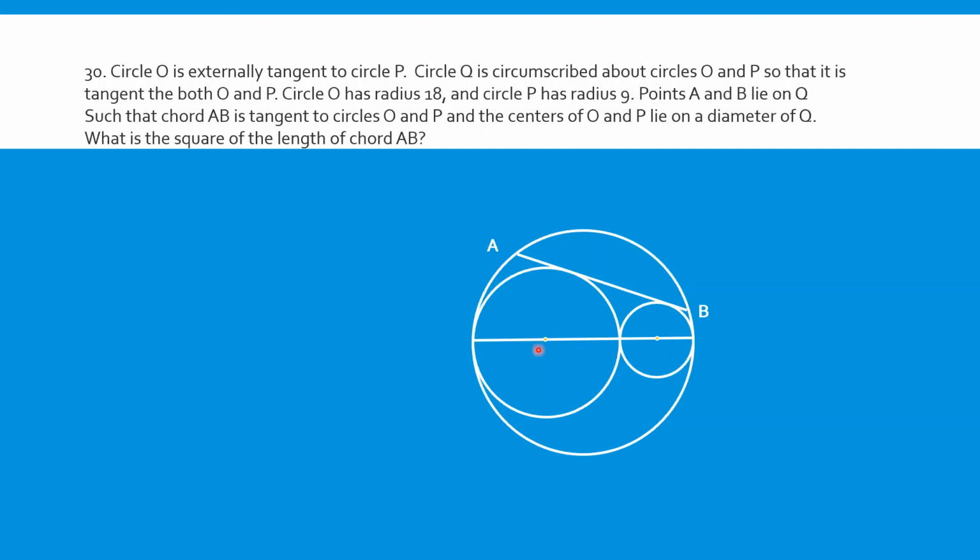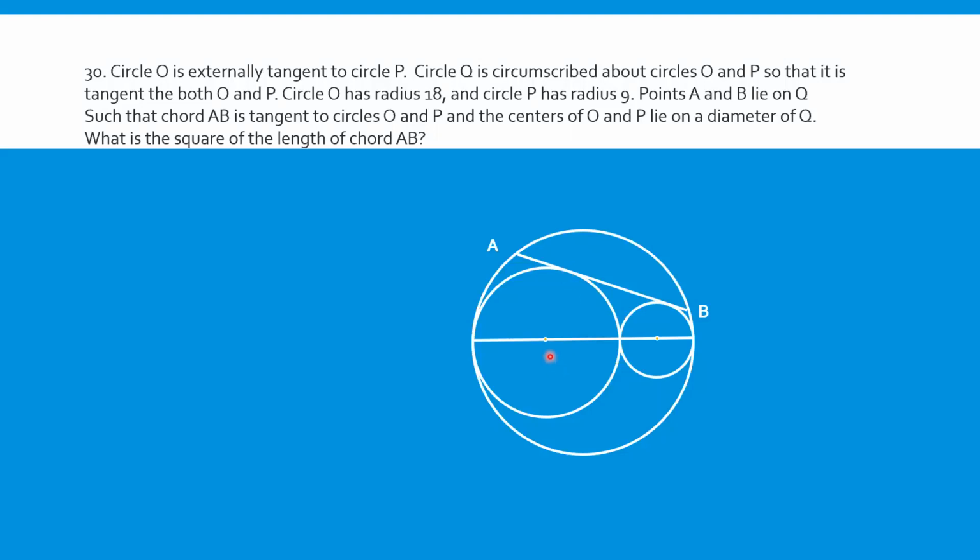Circle O has radius 18. Circle P has radius 9. Points A and B lie on Q such that chord AB is tangent to circle O and P. So this chord AB lies on circle Q and is tangent to the little circles inside.